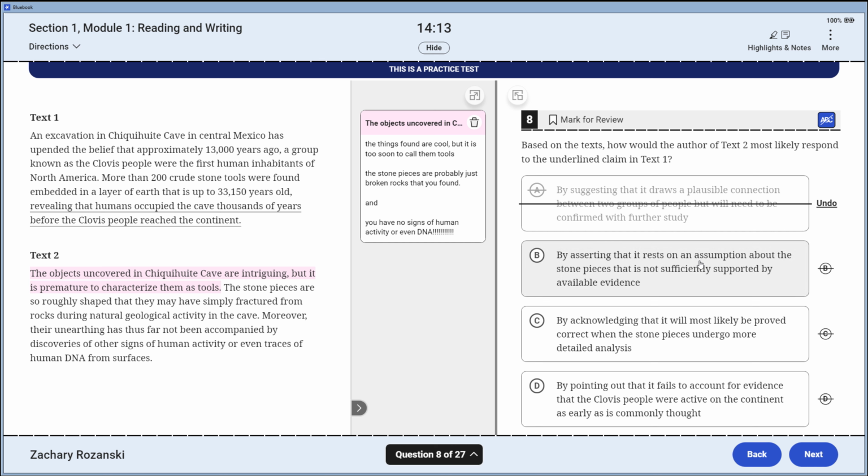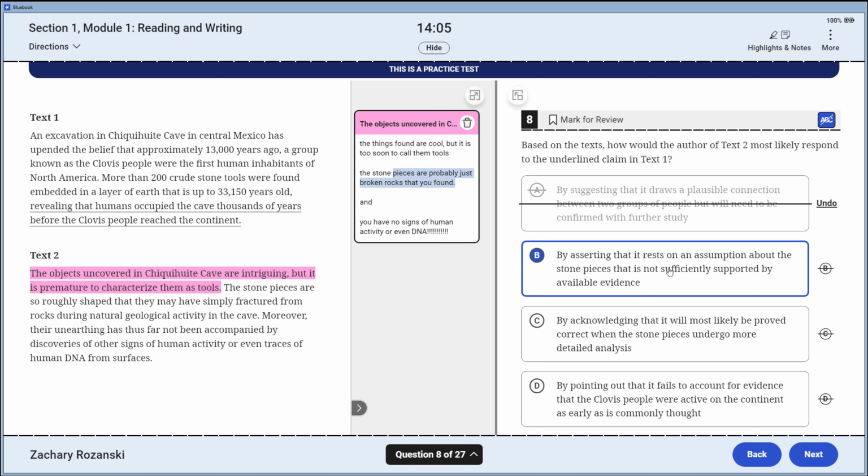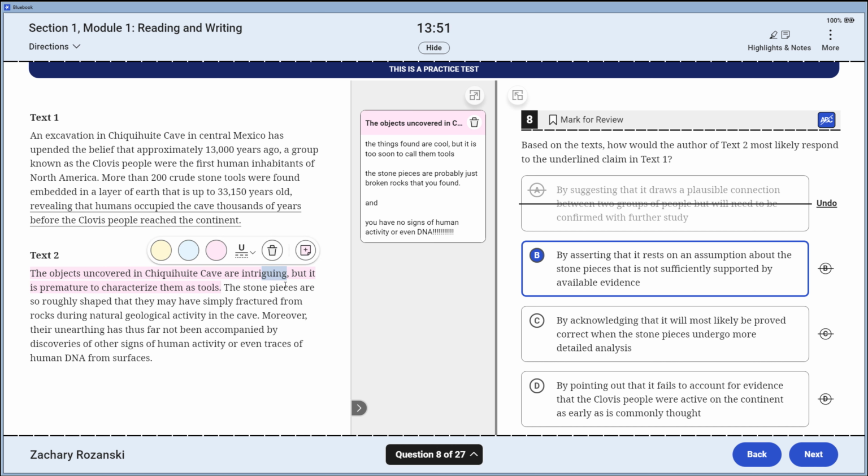Text 2 would assert that it rests on an assumption about the stone pieces that is not sufficiently supported by available evidence. Absolutely. There's no available evidence. It could just be broken, and there is no human DNA, nor are there artifacts. Would they acknowledge that it will most likely be proved correct? No, they're not saying that. There is so much shade that they're throwing throughout this, as if they're shooting the gun way too early. Premature. Like, it's cool, dog, but it's way too premature. Nothing about this shows that it's going to be proved correct.